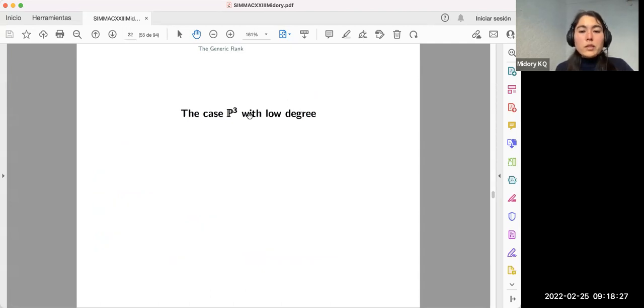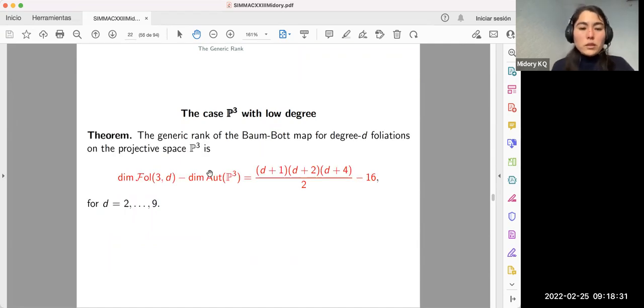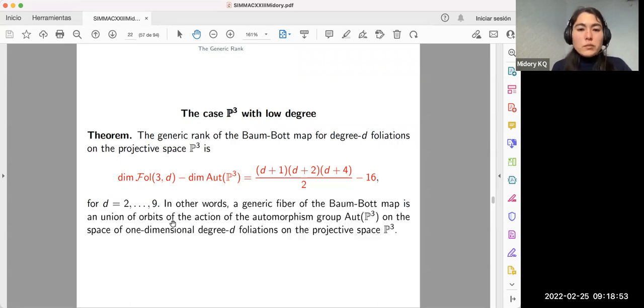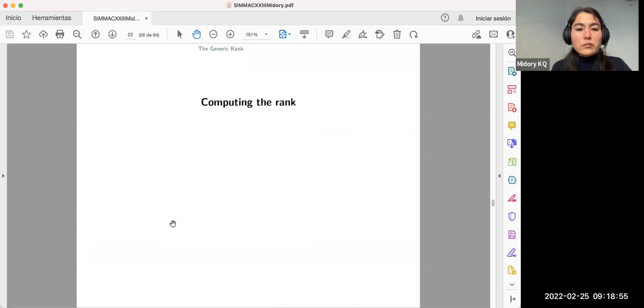For the complex projective space of dimension 3, we have that the upper bound is attained. So we have that the generic rank is the dimension of the space of foliations minus the dimension of the space of automorphisms of the projective space of dimension 3. But just for degree 2 until 9. And why is that? Because I obtained specific examples to show that.